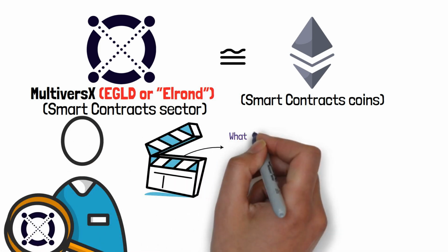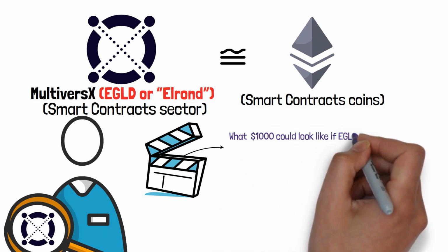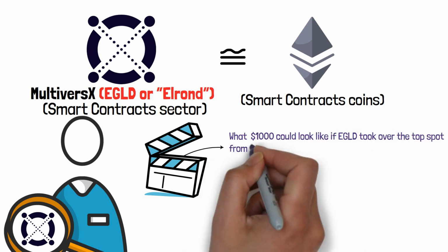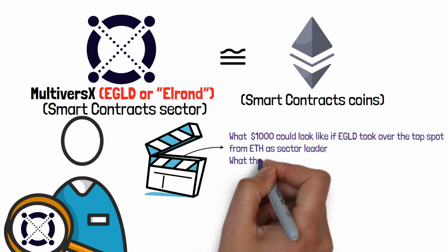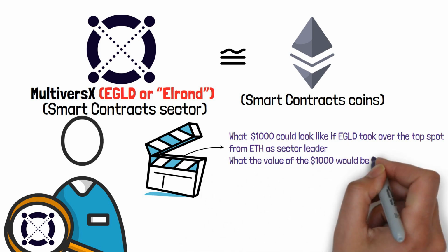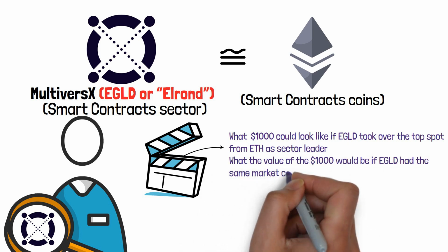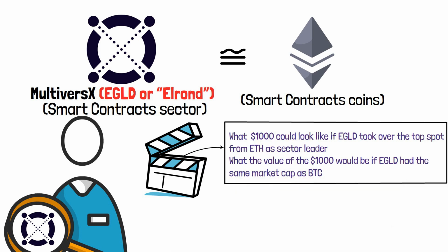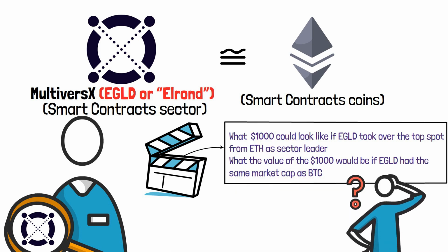as we will reveal both what $1,000 could look like if Elrond took over the top spot from Ethereum as sector leader, and what the value of $1,000 would be if Elrond had the same market cap as Bitcoin. So stay tuned. It may make you wonder why you're holding on to cash right now.